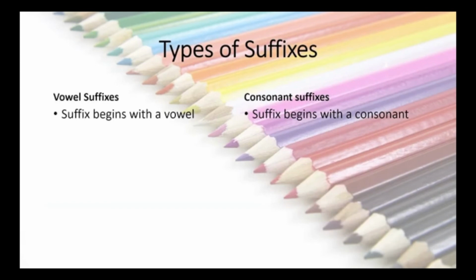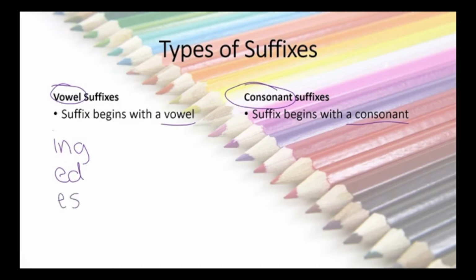We are going to take a little bit of time to review the types of suffixes that we've learned. Remember, we've learned about vowel suffixes, which are suffixes that start with a vowel, and we've learned about consonant suffixes, which are suffixes that begin with a consonant. Remember, the initial vowel suffixes we learned were ones like ing, says ing, ed, which can say ed, d, or t. We also learned es initially for words like benches. We learned later ones like est.